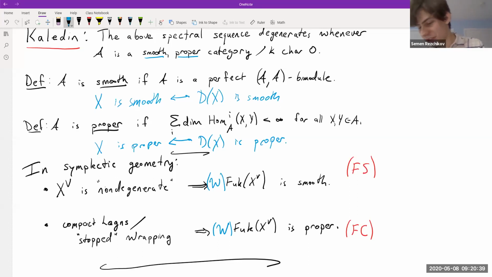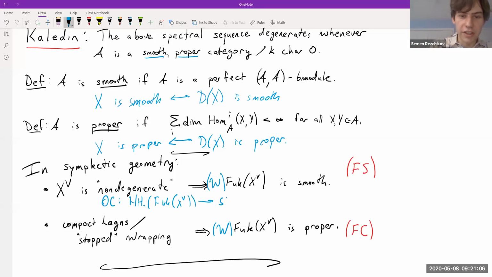So algebraic geometry is one source of very rich DG categories. Another source of them is symplectic geometry. I'm going to say some words here. X check is supposed to be a symplectic manifold, and we say it's non-degenerate if it satisfies the Abouzaid generation criterion. So there's a map, the open-closed map, from the Hochschild homology of the Fukaya category of X check to some version of symplectic homology of X check. We say it's non-degenerate whenever the unit is in the image. And it turns out that this implies smoothness of the category.